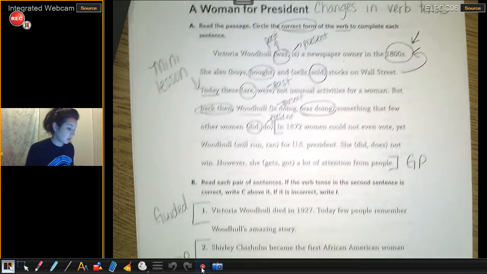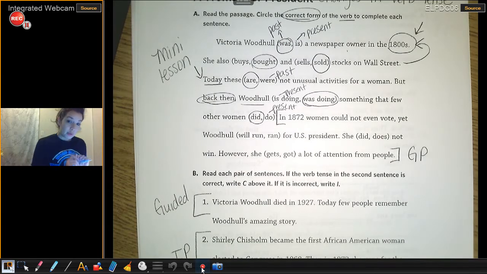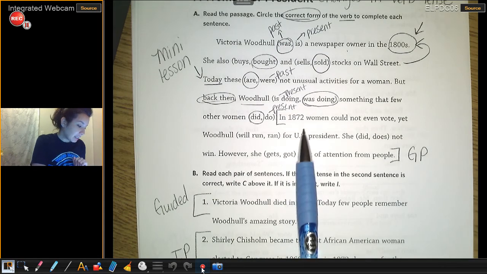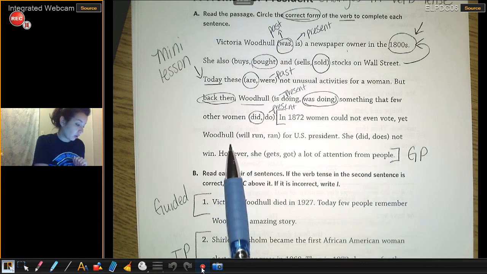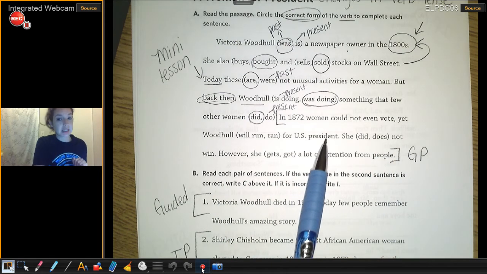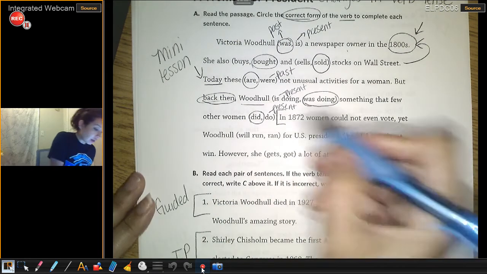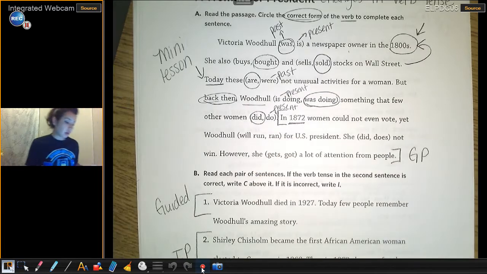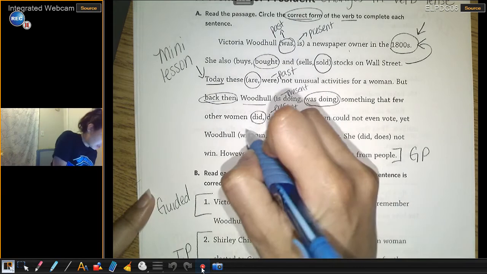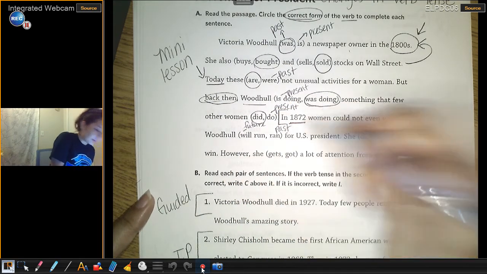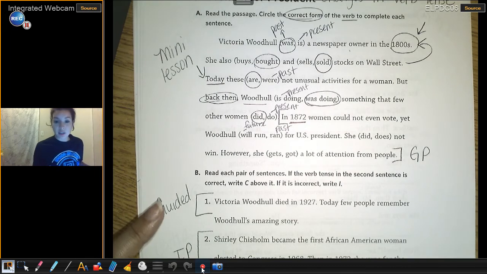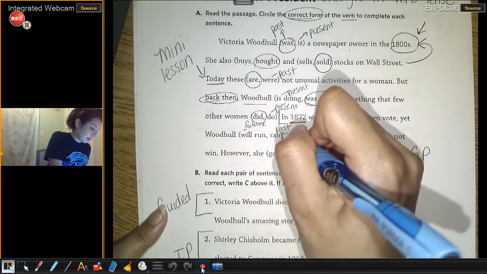Okay, let's continue on. You read with me now. In 1872, women could not even vote, yet Woodhull blank for U.S. president. Again, look at our context clues. 1872, that happened in the past. So, are we going to add a future verb or a past tense verb? What makes that connection? Past.